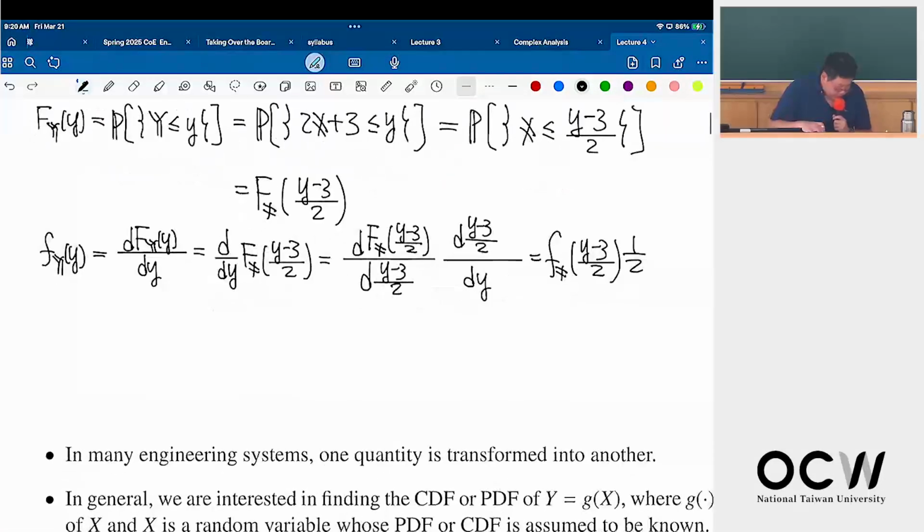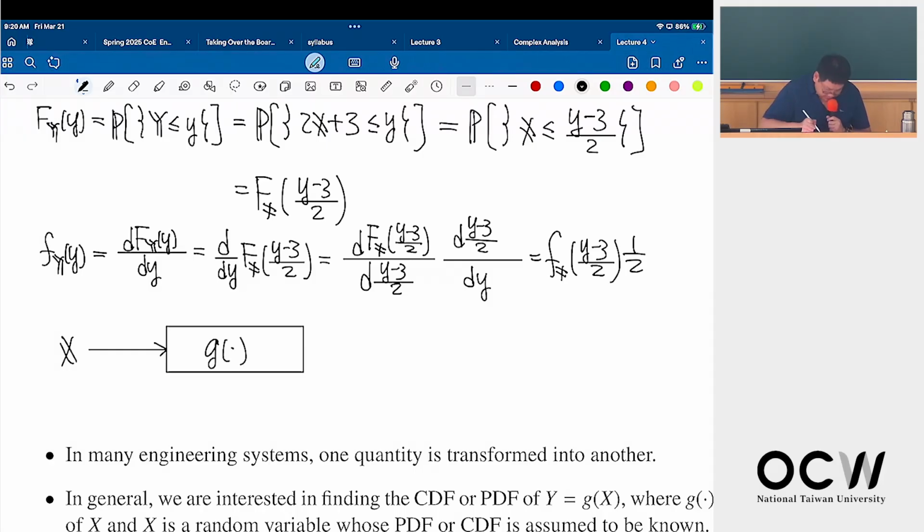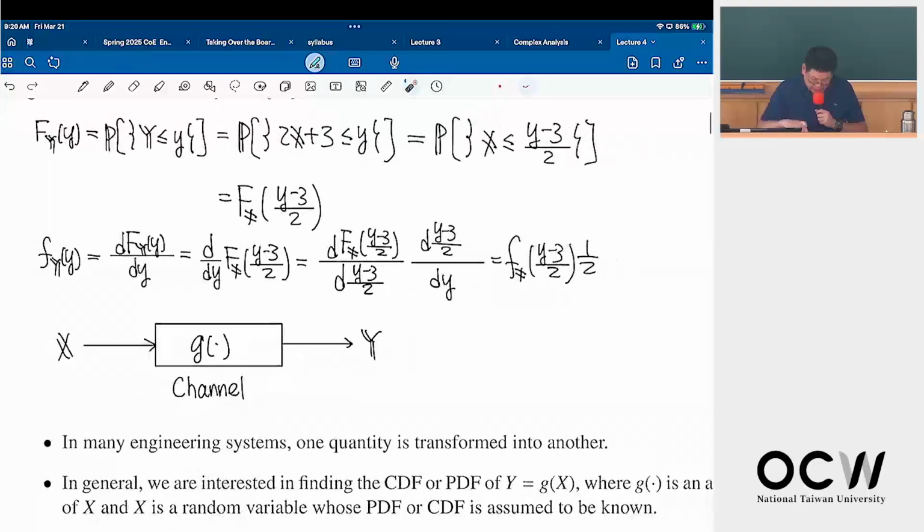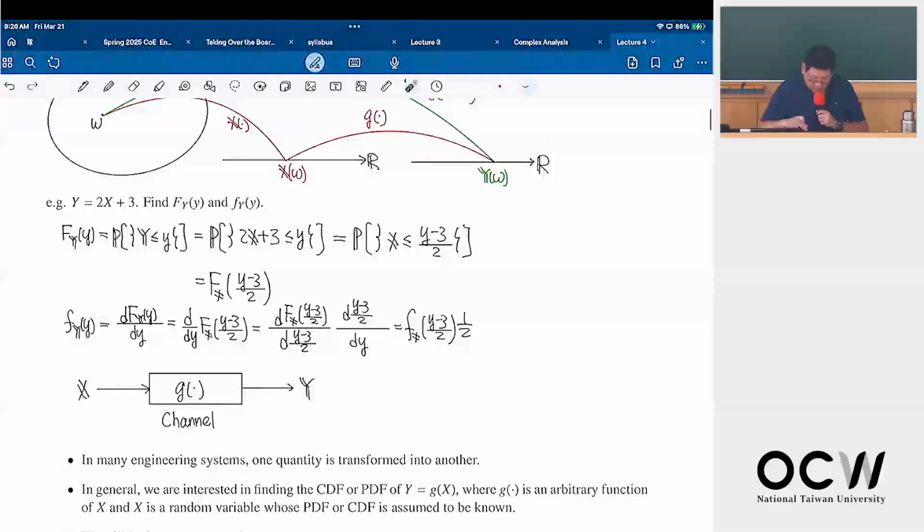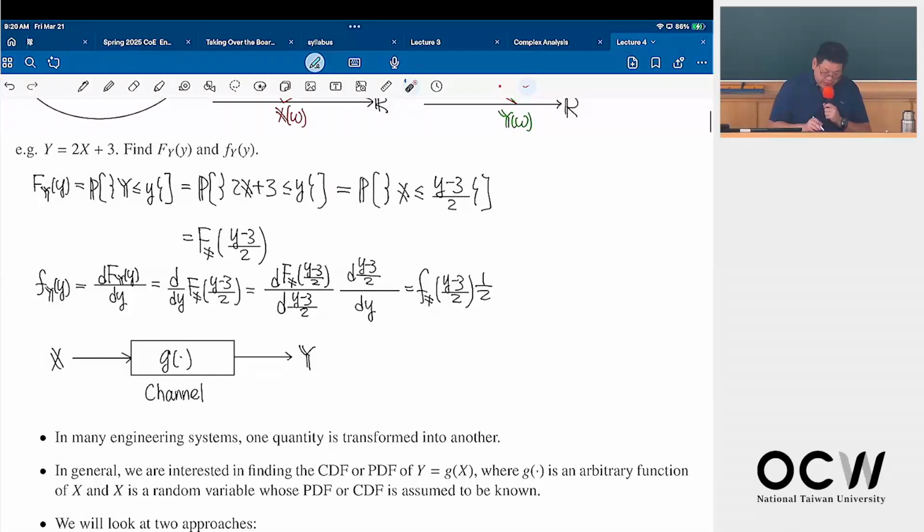So now we can see that I have a random variable x, and this random variable x, I send it to a channel. This channel is the function g. And later on, we get a new random variable y. So actually, in many engineering systems, we need to transform one quantity to another. We may see some examples later.